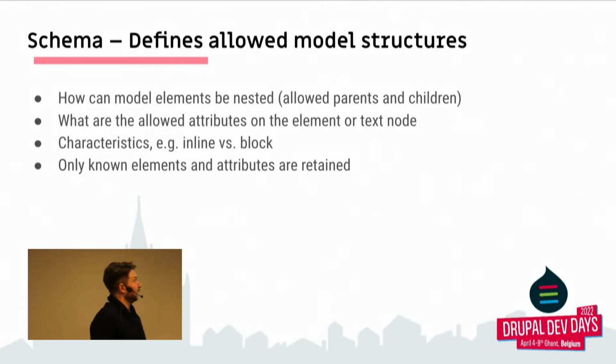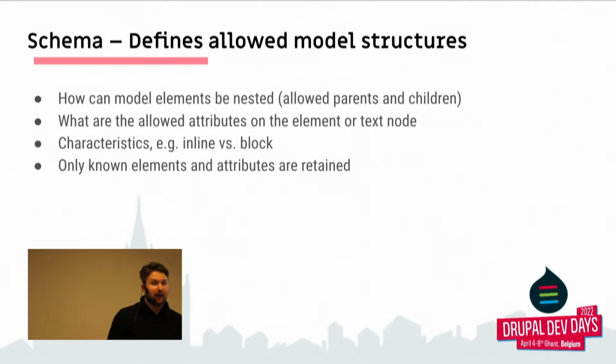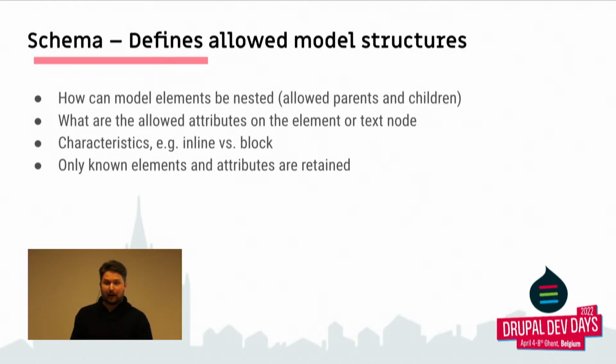In practice, every element in the schema of CKEditor 5 needs to have information about how it can be nested. What are the allowed parents? What are the allowed children? Where can you insert this element? What can be inside this element? Then you need to define the allowed attributes on that element or text node. For example, an image can have the src attribute or an alt attribute, but for a heading, those attributes would not make sense at all. So the schema for the heading would not allow those attributes to be added, whereas the image schema would have to allow those.